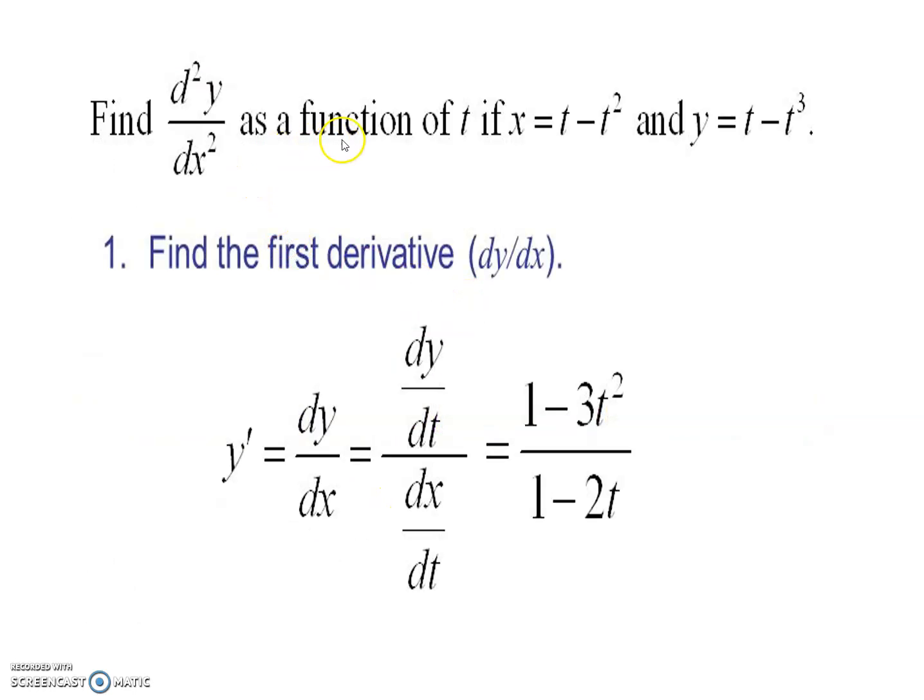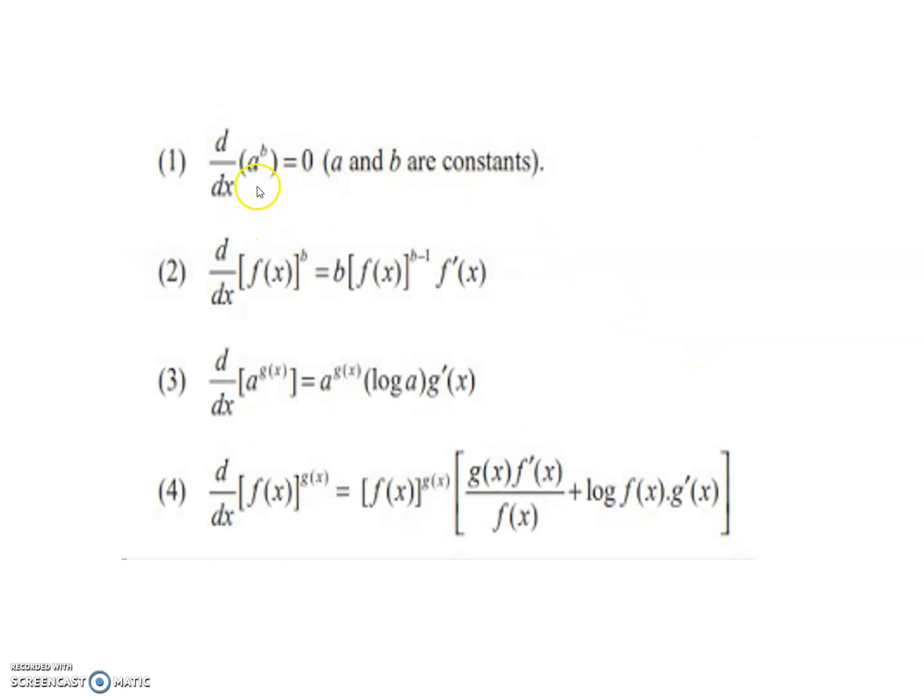We have to find d square y by dx square as a function of t, where x is equal to 1 minus t square upon t minus t cube. First we have to find dy by dx. dy by dx is equal to dy by dt upon dx by dt. What is the derivative of t? Yes, 1. What is the derivative of t square? 2t. So we write 1 minus 2t here. What is the derivative of t? 1. What is the derivative of t cube? Yes, it is 3t square. Now we must revise: the derivative of a constant raised to a constant is 0.